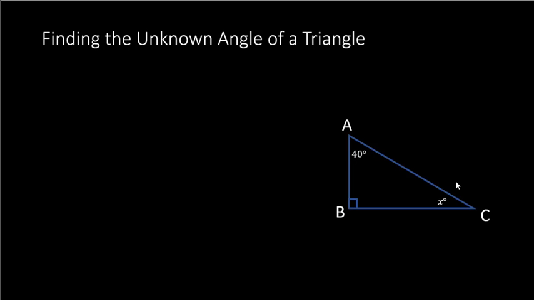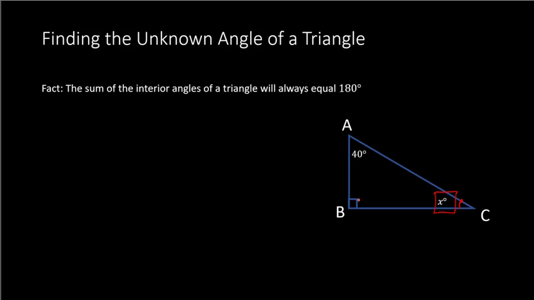Let's take a look at one more example. Here we have this triangle, and again we're trying to find the unknown angle measure right here. So what is this angle measure? Well, again, to determine this, we can remember the fact that if you add up all the angle measures within the triangle, it will always equal 180 degrees. Now remember, this little square in the corner, that means we have a right angle. In other words, that is 90 degrees.